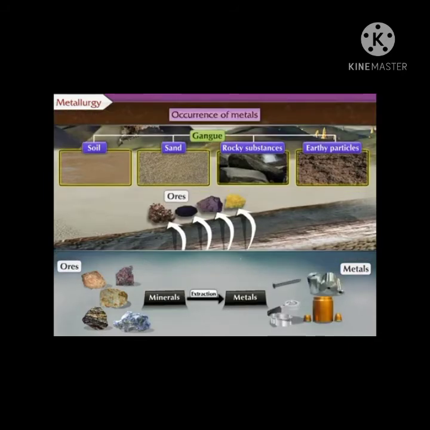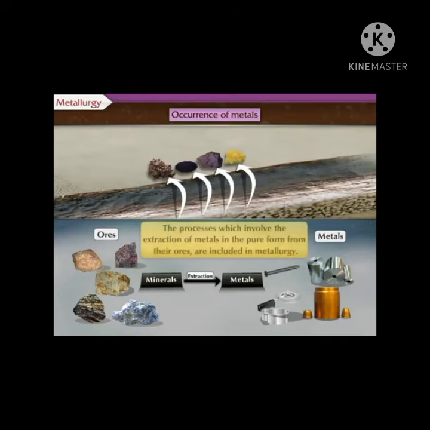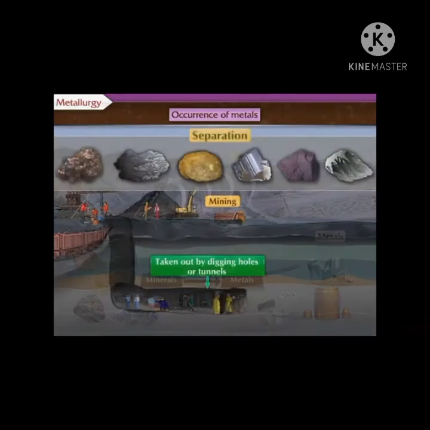Metals can be extracted from their ores by means of various methods of separation. After the ore is mined, it has to be converted into pure metal. The process of obtaining a metal from its ore is called extraction. The processes which involve the extraction of metals in the pure form from their ores are included in metallurgy. Minerals are just taken out from ore mines.